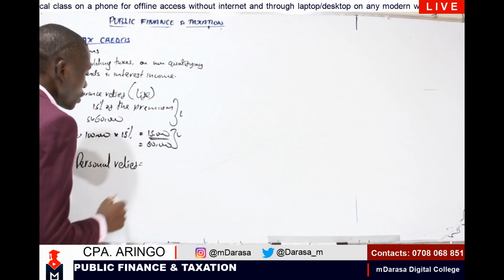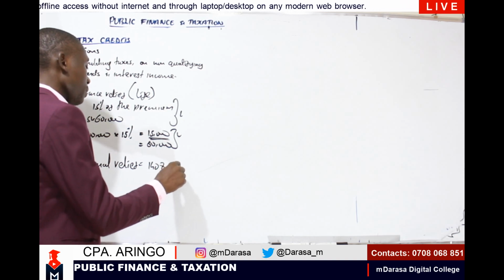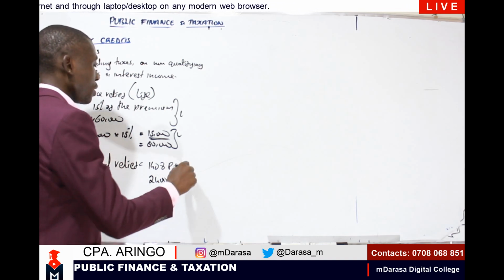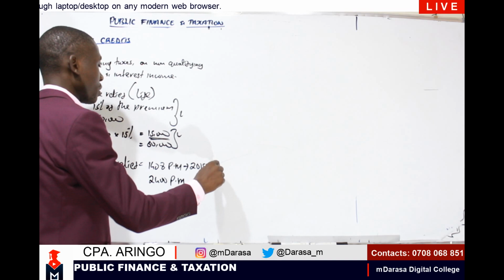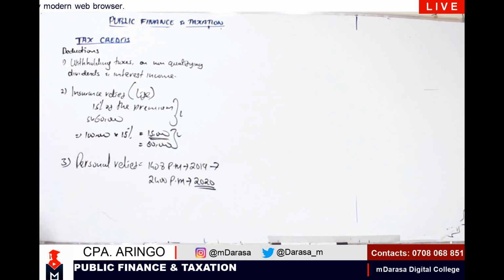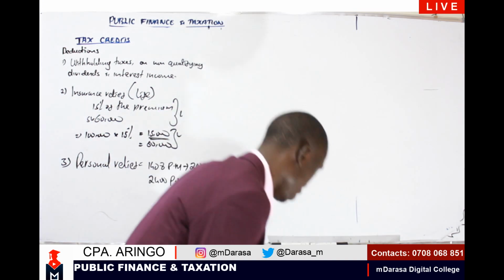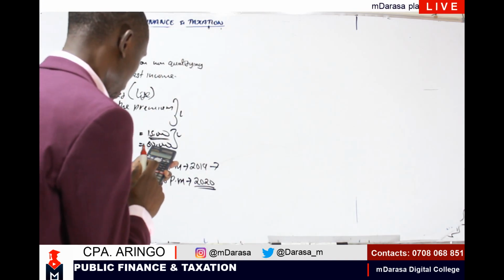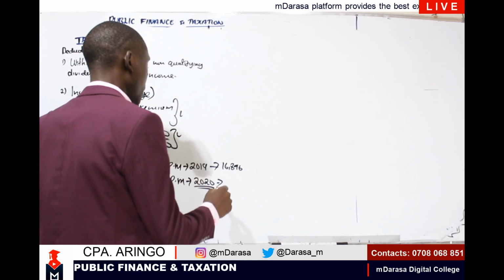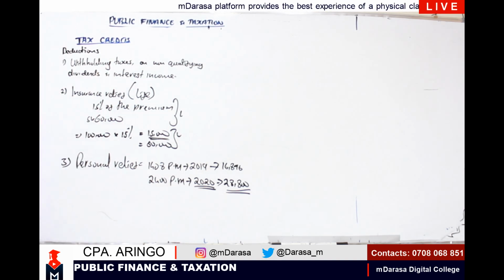So for personal relief, initially it was 1,408 per month. But the current rate is 2,400 per month. So this was 2019 going backwards, and the current rate is 2020. We are talking of a per month figure, which will translate, initially, to 1,408 by 12, that is 16,896. But the current rate now will translate to 28,800.